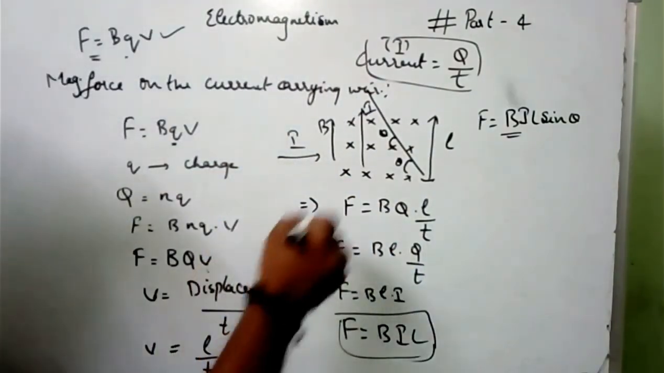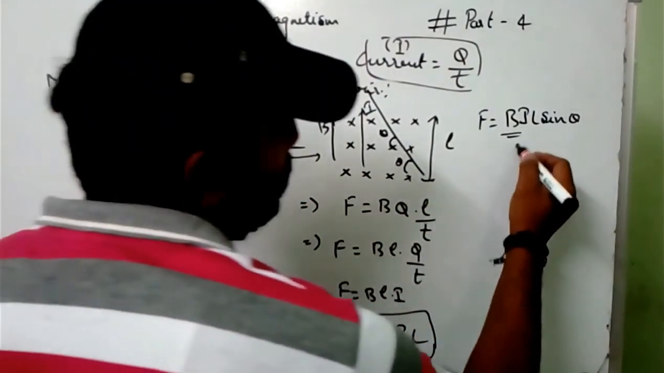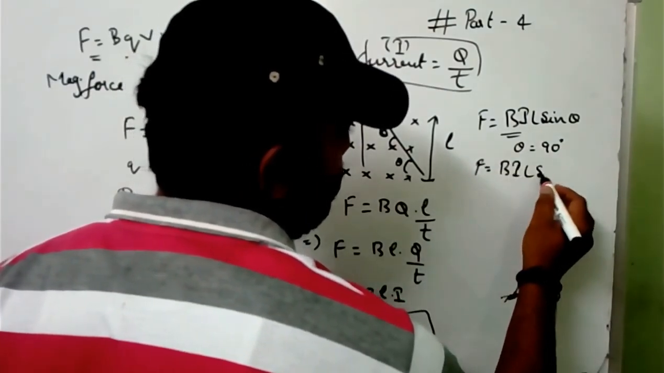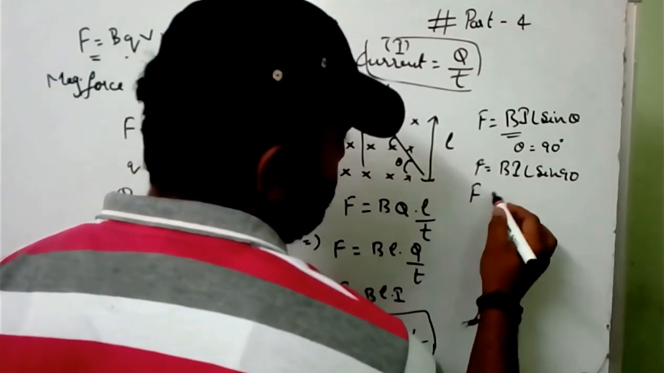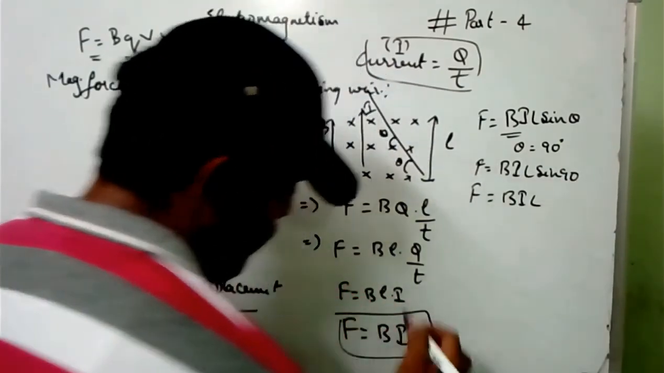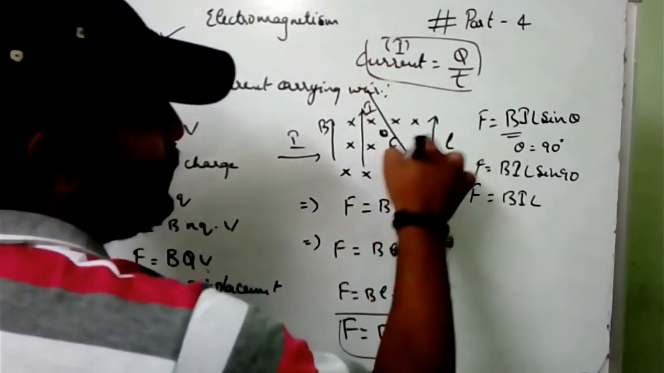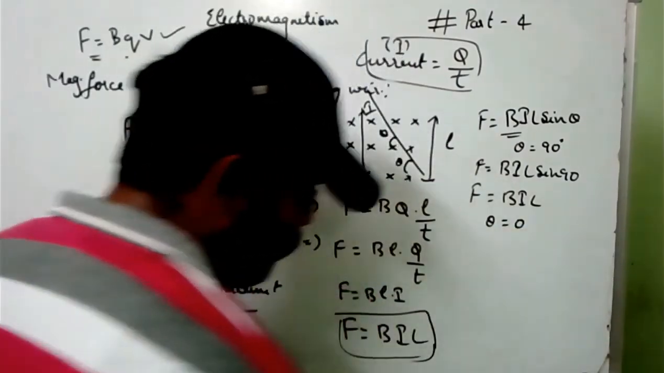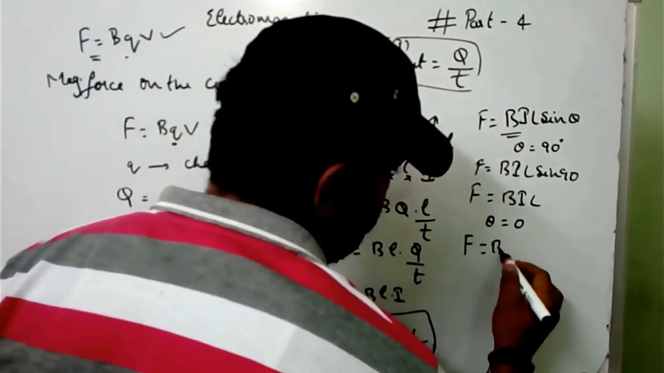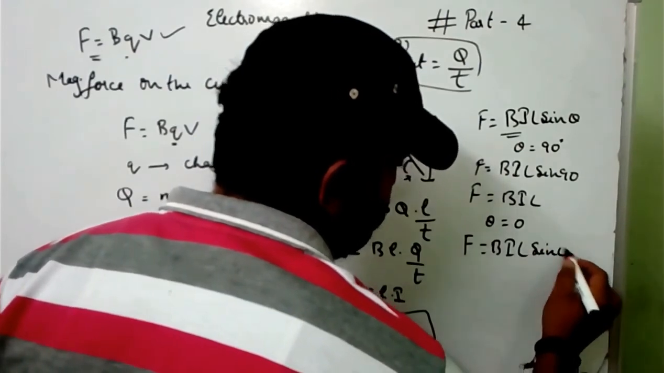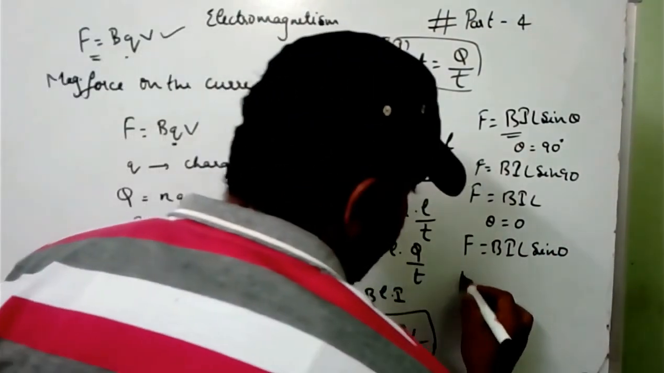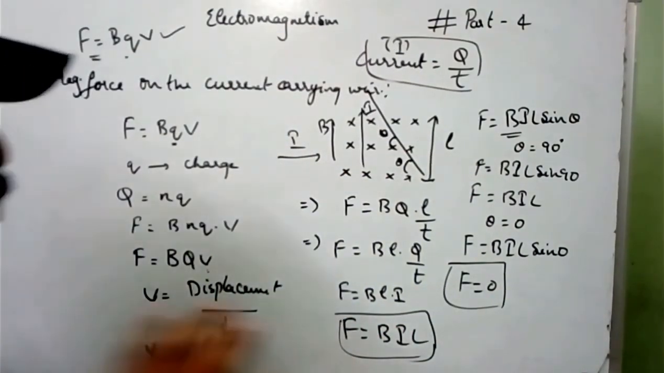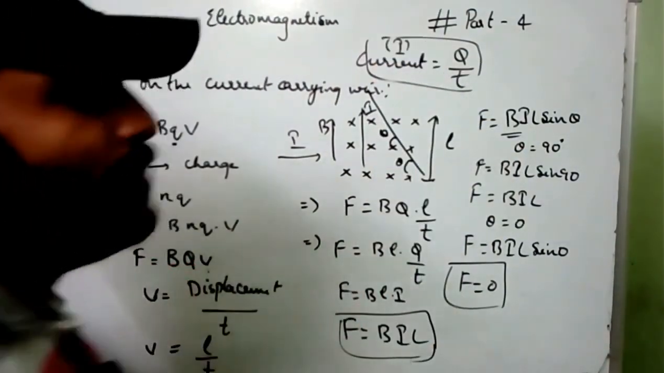If the current is moving in the perpendicular direction, what will be the angle? 90 degrees. So F is equal to BIL sine 90, and sine 90 is 1. That is why F is equal to BIL. If the current is moving parallel to the magnetic field, the angle will be 0. Therefore F is equal to BIL sine 0, and sine 0 is 0. So F is 0, which tells us there will be no force on the current if it is moving parallel.